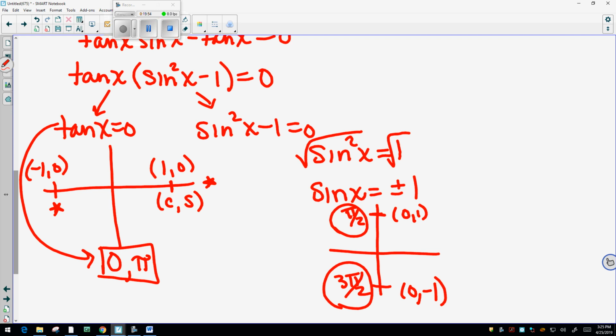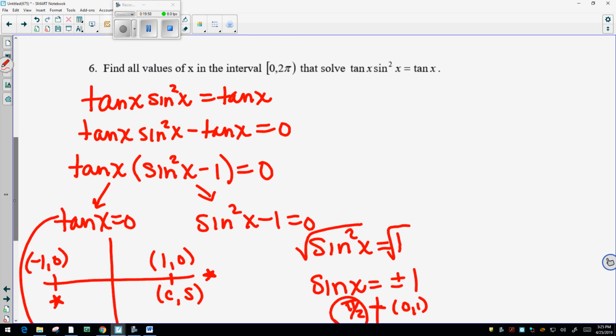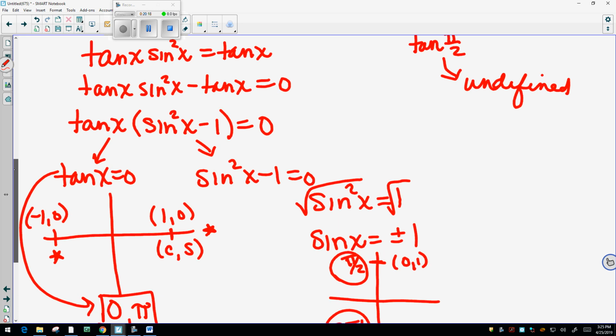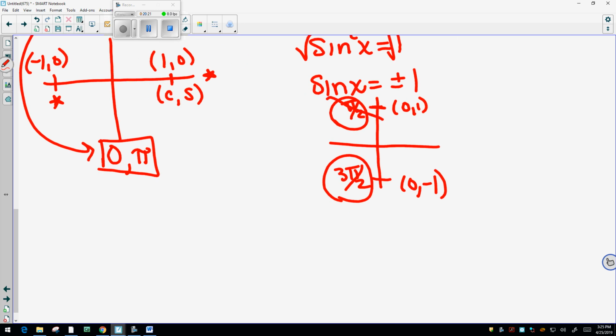But if we think about this, go back up to our original statement. I need to plug in tangent of pi over 2 and have this work. But tangent of pi over 2 is undefined. And same thing if I think about tangent of 3 pi over 2, it's also undefined. I have asymptotes at those locations. So what this really means is I have to reject both of these answers. My only answer to this solution is 0 and pi.